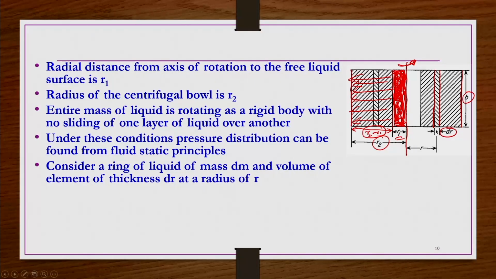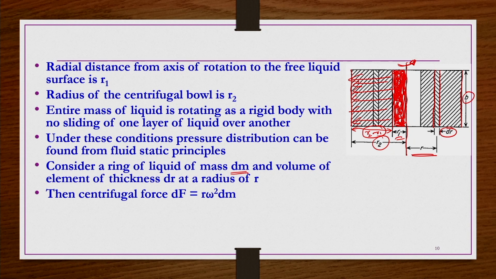Within that liquid which is attached to the bowl surface, you take a ring of thickness dr at distance r from the axis of rotation. At distance r from the axis of rotation, you take a ring of liquid of thickness dr, and consider the mass of the liquid in that ring to be dm. Then the volume of the element at thickness dr at radius r can be calculated.